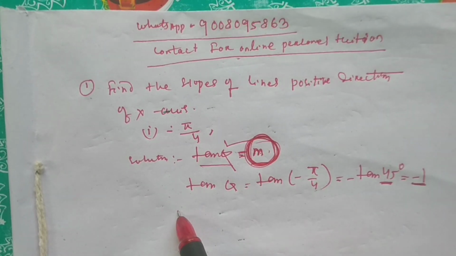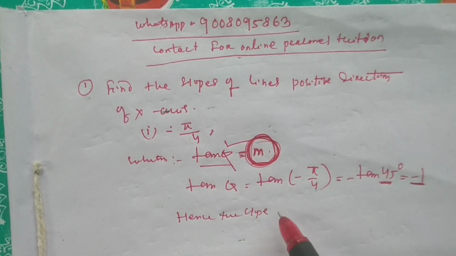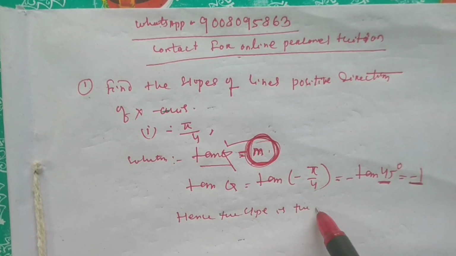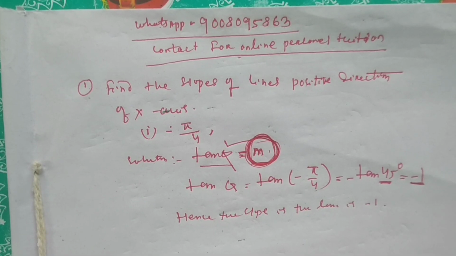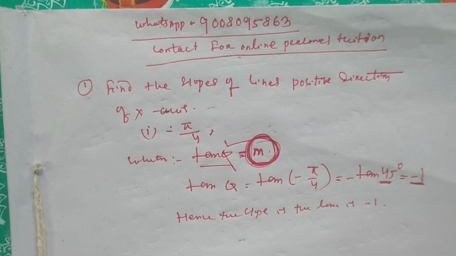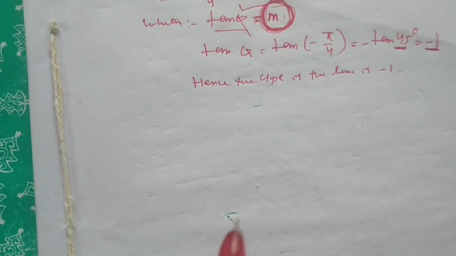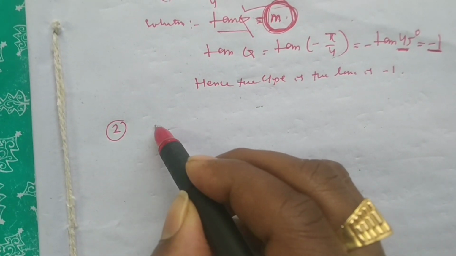Hence the slope of the line is minus 1. Understood? For the second question and all other bits of the first question, it is the same. The others are given as 2 pi by 3, 3 pi by 4, pi by 3, and all other questions are the same. Another one I am doing for you, question number 2. Find the slope.